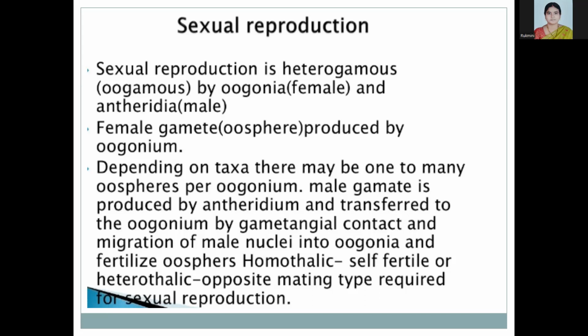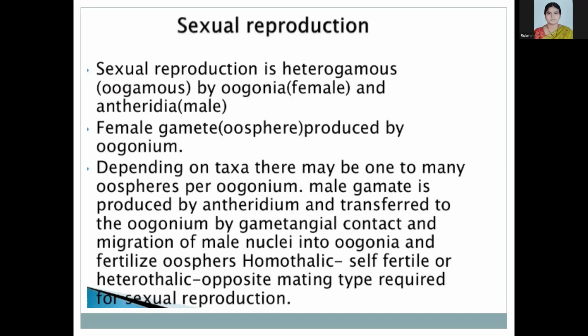Here female gametes are also called as oospheres. These are produced inside the oogonium. Depending on the taxa, the number of oospheres or female gametes formed differs. In one single oogonium, sometimes only a single female gamete or oosphere is formed. Sometimes in a single oogonium, more oospheres or female gametes are formed.